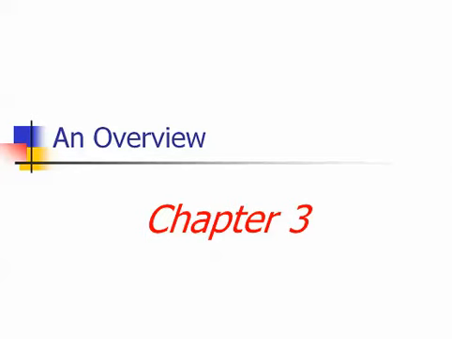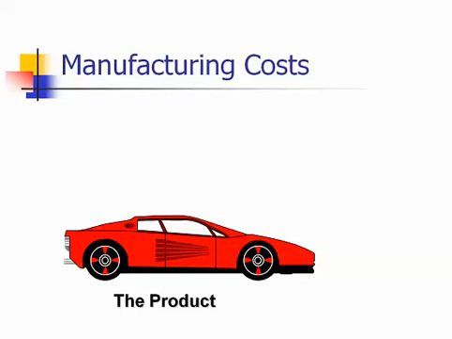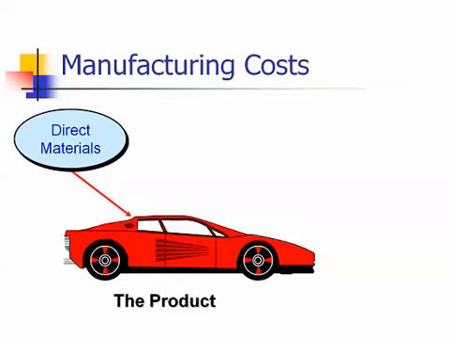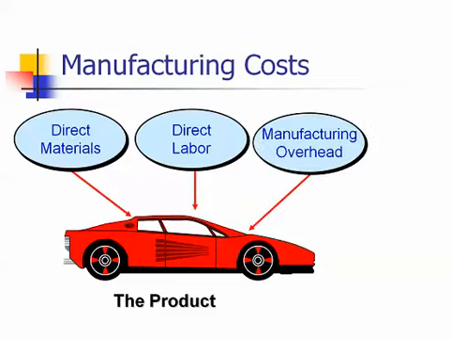Chapter 2 illustrated the absorption costing approach to calculating product costs in a job order costing environment. Recall from Chapter 1 that manufacturing a product, such as a car, involves three types of costs: direct materials, direct labor, and manufacturing overhead. Direct materials are raw materials that become an integral part of the finished product and that can be physically and conveniently traced to the product. Direct labor consists of labor costs that can be easily and conveniently traced to the product, while manufacturing overhead consists of all other manufacturing costs.